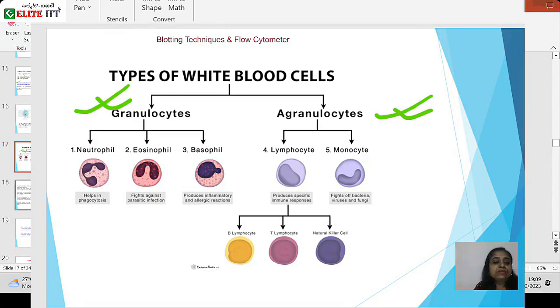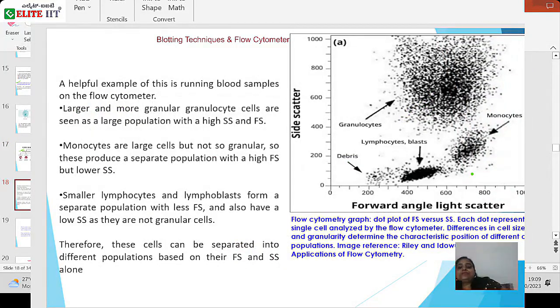So if you consider here in this figure, from this plot you just see monocyte is there, some granulocytes are there because side scattering results more. Same as whatever I have shown previously. From the data interpretation, it is written that larger and more granular cells are seen as a large population with a high SS and FS. So here you can also determine the number of cells; the granulocytes are more.